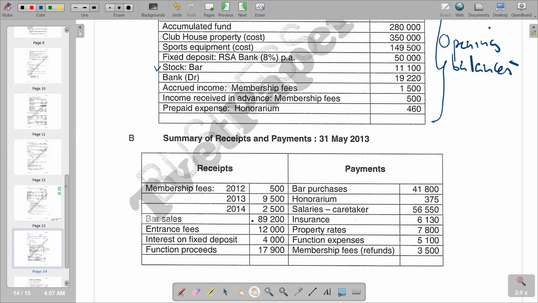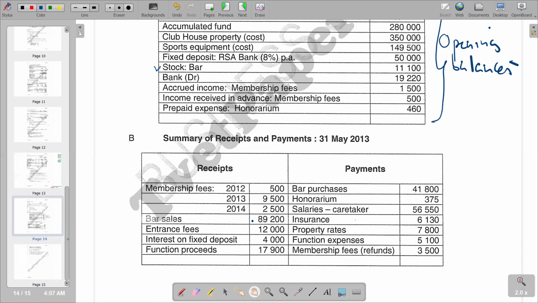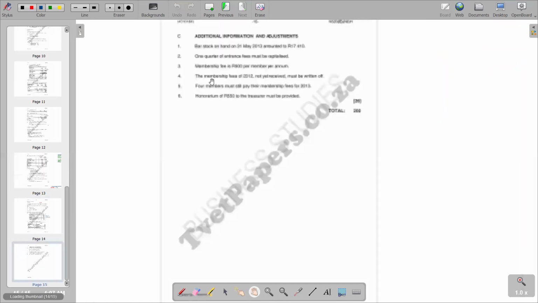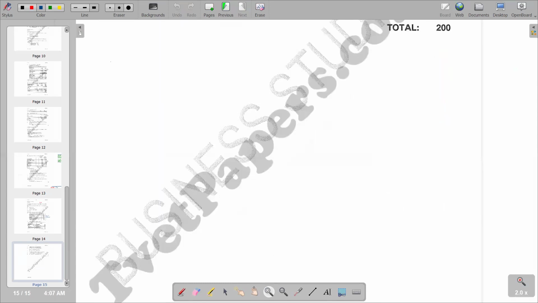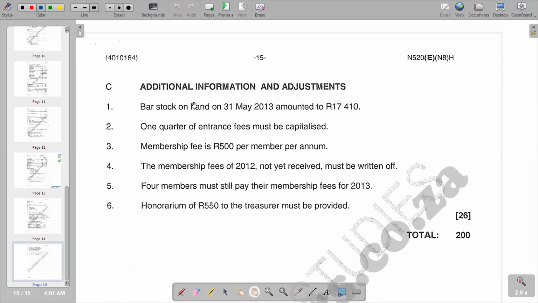Going forward, as we proceed to our question, you are given additional information in adjustments. We have additional information number 1 up to 6. You are also supposed to read everything before you attempt the question, so that you can identify where adjustments are necessary. Our question has 26 marks, so it is very important to take note of that.